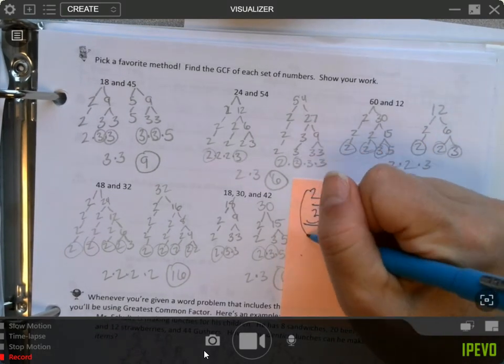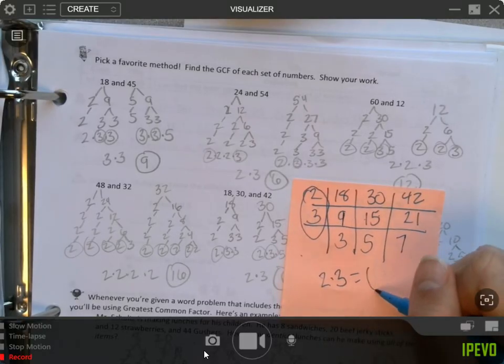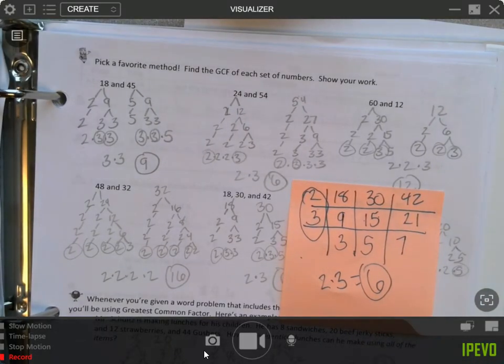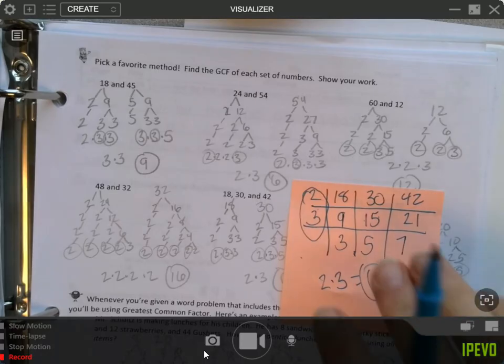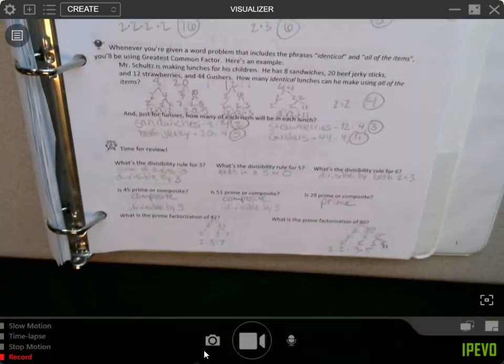So we had 2 numbers over here, so we do 2 times 3, and that's how we get 6 for our answer. I should have just looked at my paper because I did it like that. Okay. Any other ones we're not sure on? All right. Let's look at the bottom part.